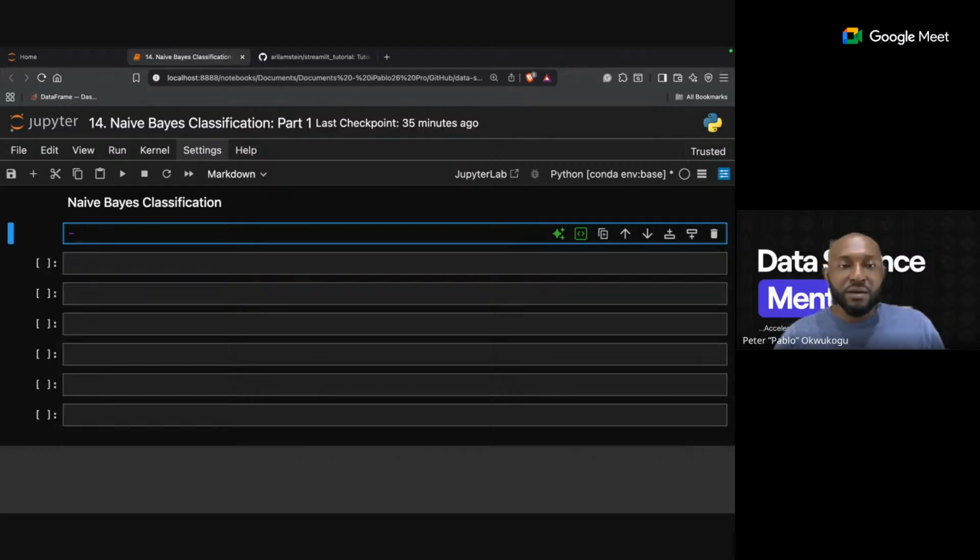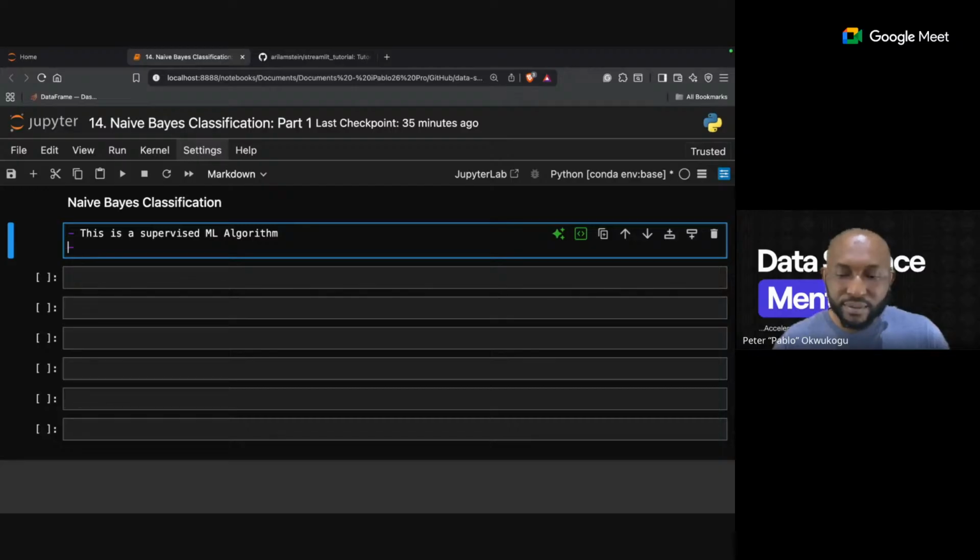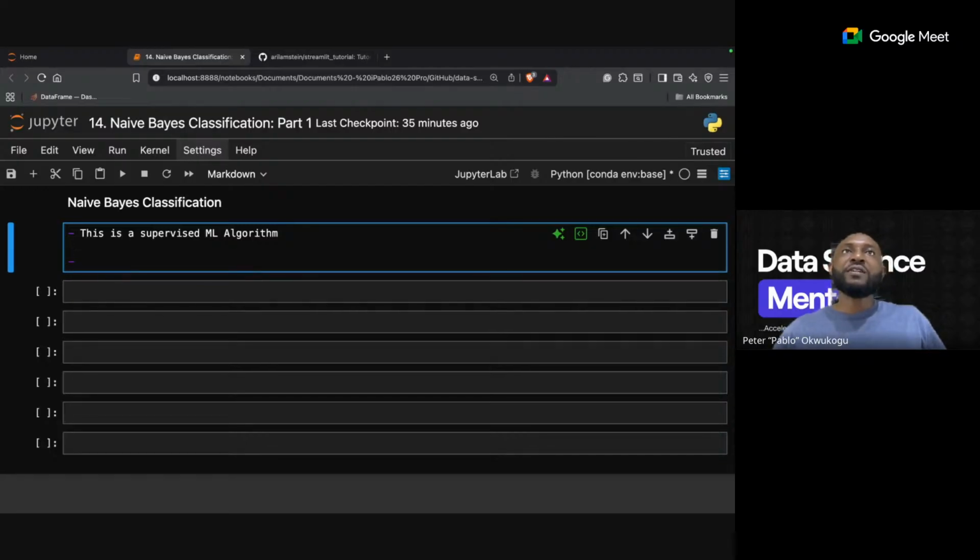First off, this is a supervised ML technique. That's one. It's a supervised ML algorithm.